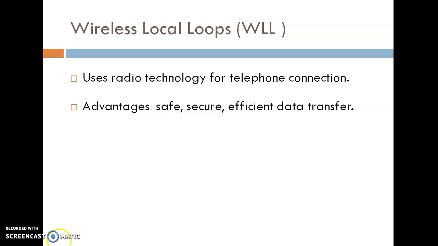This uses radio technology for the telephone connection. The advantage of using this is that it is much safer. It's more secure compared to the previous generation. This is implemented in your fourth generation computer, and they have more efficient data transfer. That means they are much faster, unlike the previous one which used cable connection. In this case, we are using a wireless connection to make the phone call, that means to call from your phone to your friend's phone. Now this is just a little bit about the wireless local loop implemented in the fourth generation.